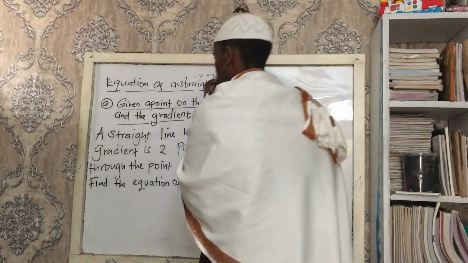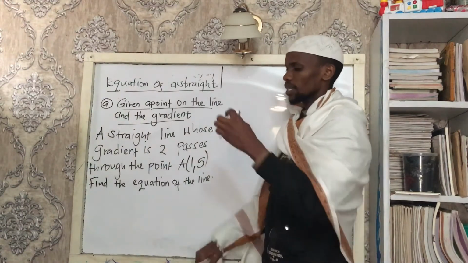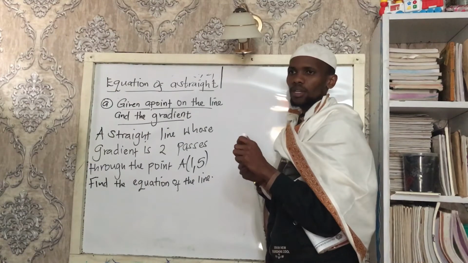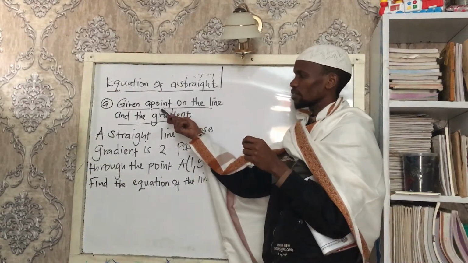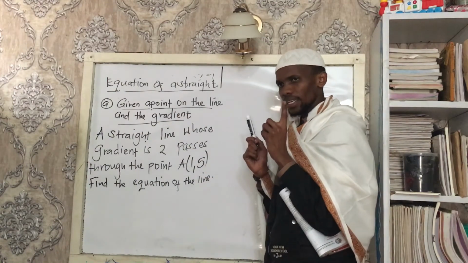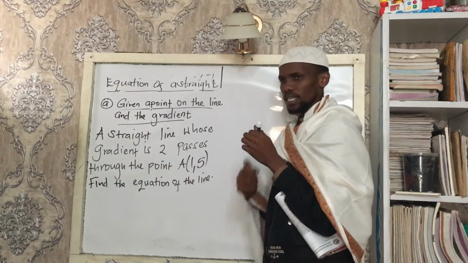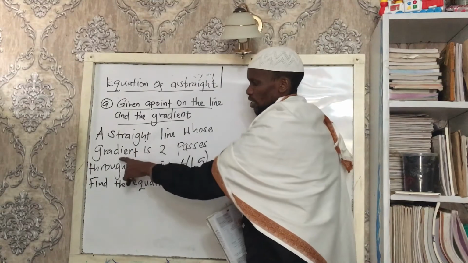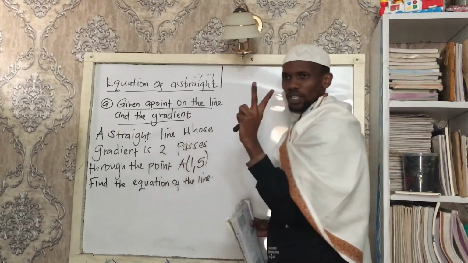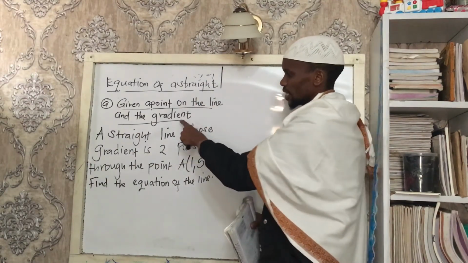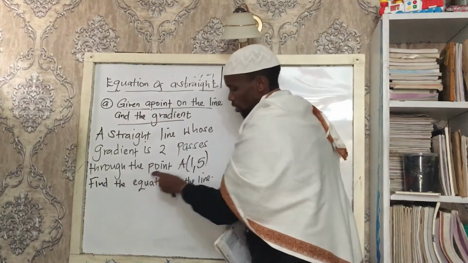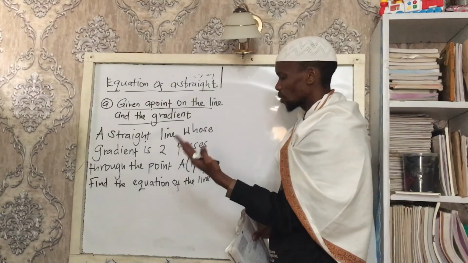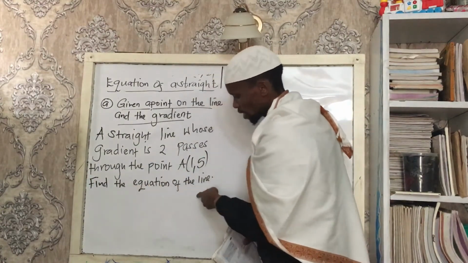Now let's look here. I have said it can come in different ways. Sometimes you might even be told to look for your own gradient. But this is a scenario where you are given only one point on the line, and also the gradient of the line, and you get the equation. For example, a straight line whose gradient is 2. So the gradient is 2. You have been given the gradient. It passes through the point. You have been given one point, which is point A (1, 5). Find the equation of the line.